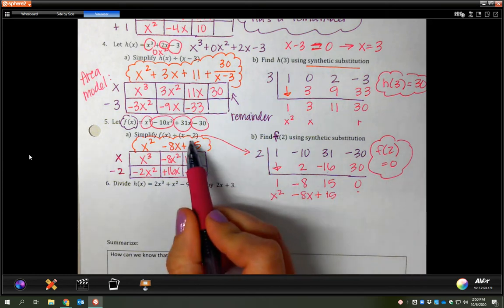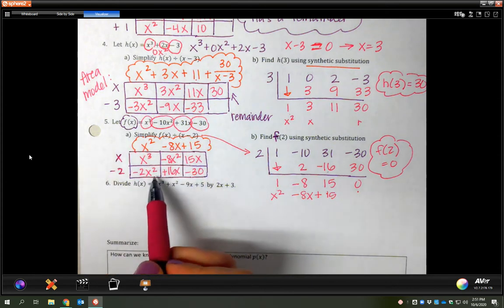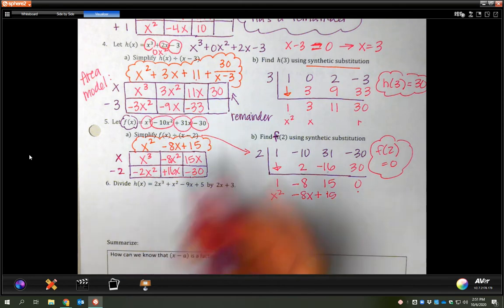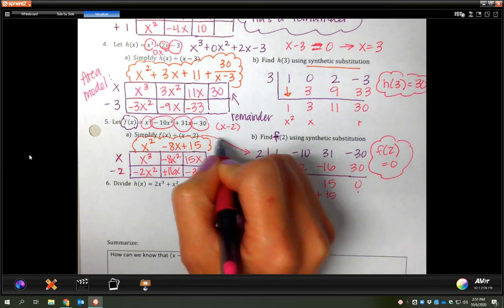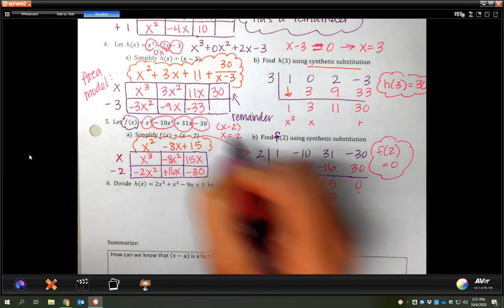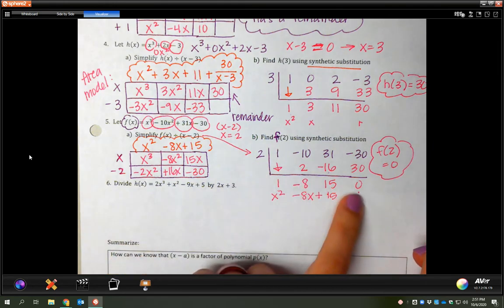Also, since we were saying x minus 2, I was saying earlier x minus 2 is a factor of f of x because it went into it perfectly. There was no remainder. Then that means if x minus 2 is a factor, then 2 is a root. And when you plug in a root into a function, you always get 0 at the end.